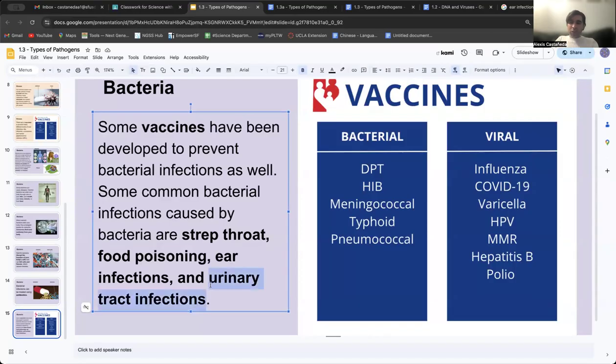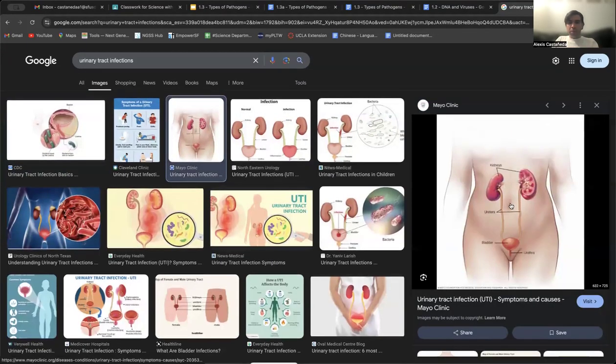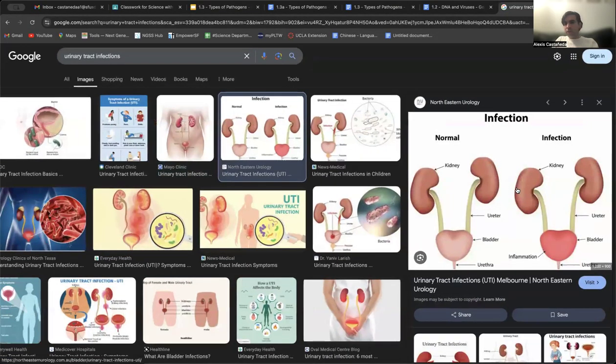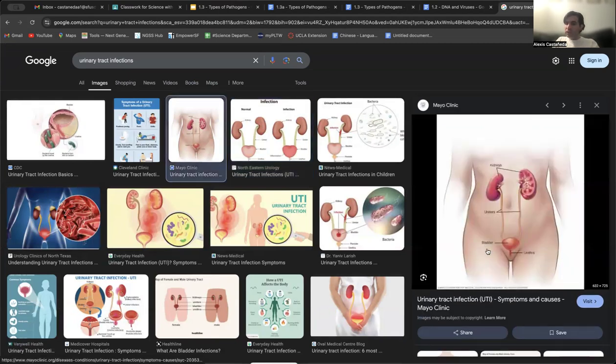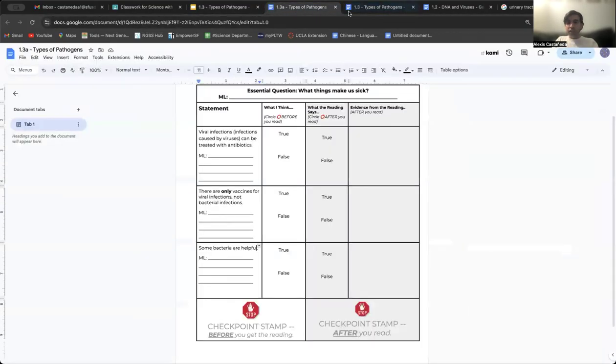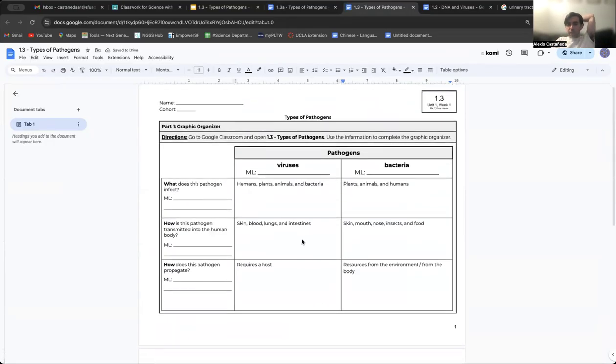Urinary tract infections. Sometimes when you go to the restroom, it hurts a lot. This happens in every kind of person, but people who have vaginas tend to have urinary tract infections more commonly than people who do not have vaginas. It's not that important, but maybe it will be helpful for you to see. But yeah, these are basically the information that we want to see.